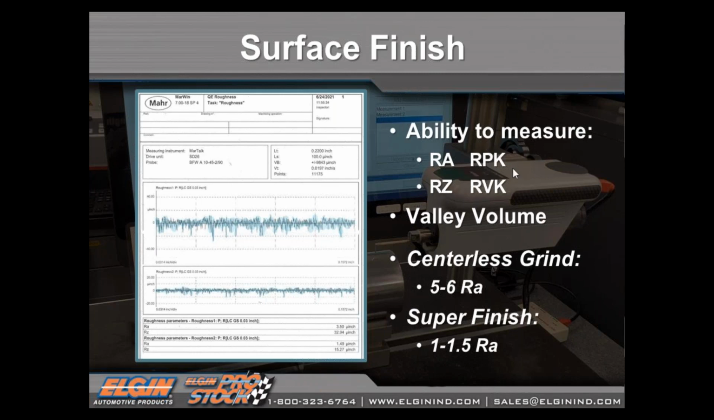Two additional parameters, and again, there's 40 of these, but two I'm going to talk about a little today, because they're really specific to wrist pin performance and cylinder wall. Lake Speed will fill you in with a lot of good information on valley volume and what RVK and RPK are as he goes through the profilometer. So RPK is the measurement of the highest peak from the center line of the data.